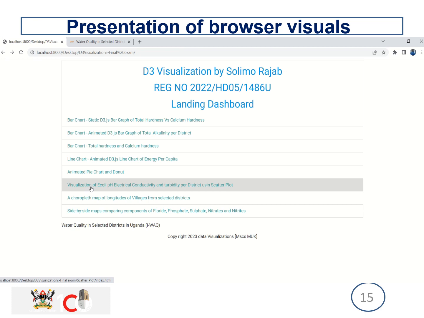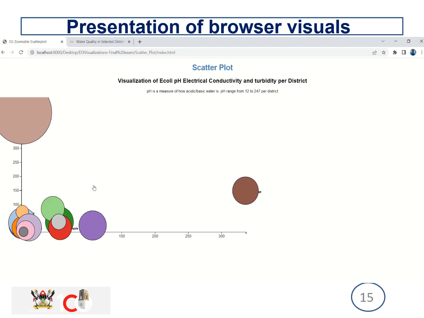So the next visualization is a scatter plot. This scatter plot is visualizing the pH, the E. coli, and the electrical conductivity of the same districts which have been selected. And the pH here, we are measuring the acidity and basicity of the water. The pH in this scatter ranges from 12 to 247 per district.